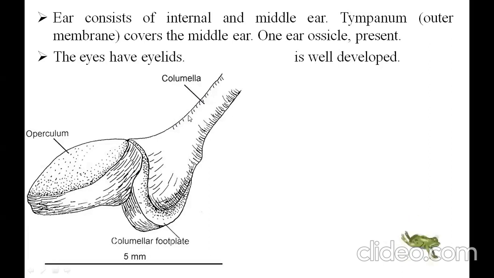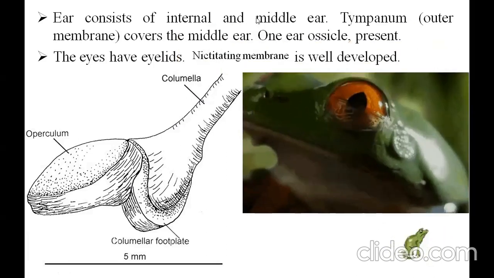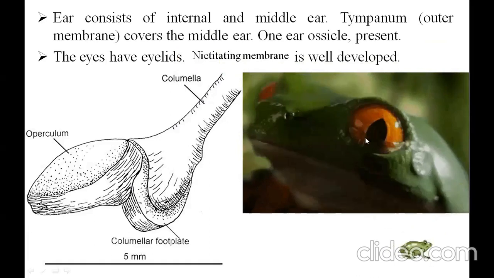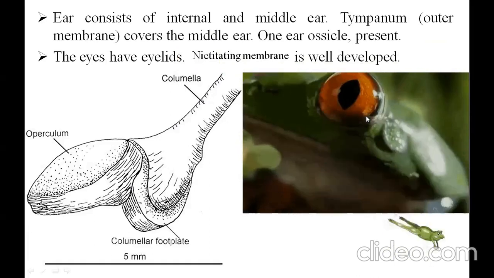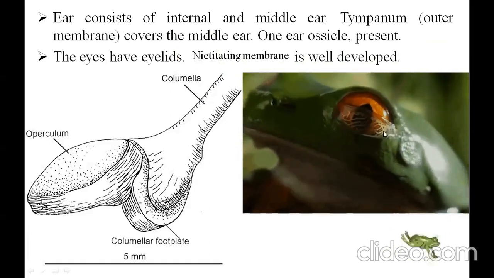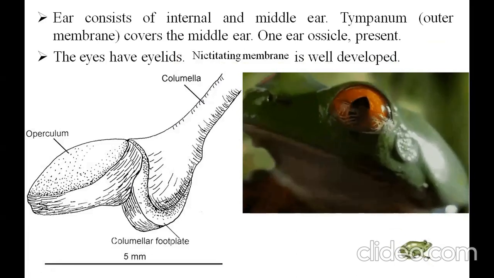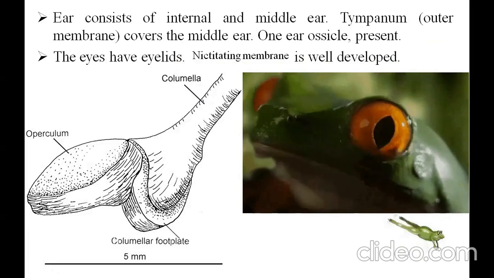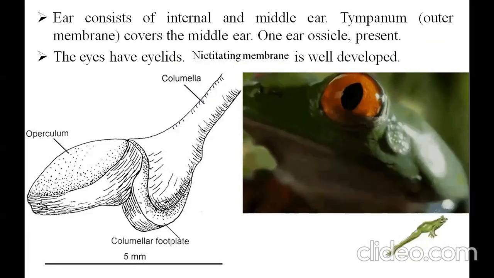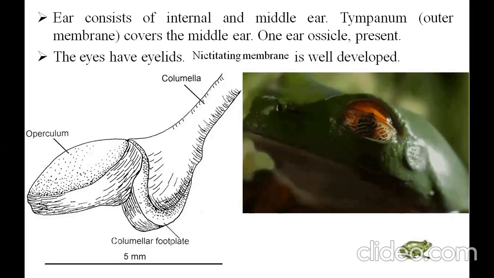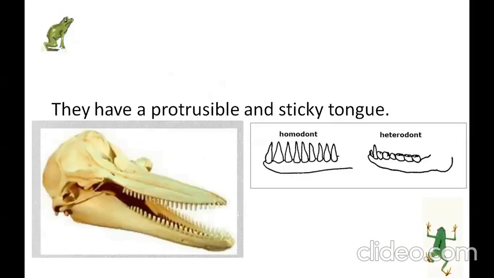And the eyelids are well developed. The organism possesses a well-developed eyelid, and they also have a well-developed nictitating membrane. What is this nictitating membrane? You can see the eye, and this glassy membrane is called the nictitating membrane. When they are in the water, when they swim, this membrane prevents the entry of water inside, and at the same time they can view the external environment also.